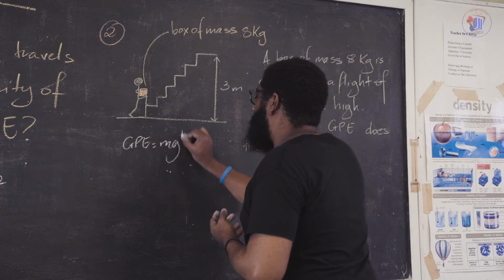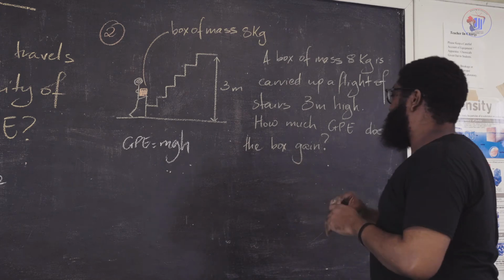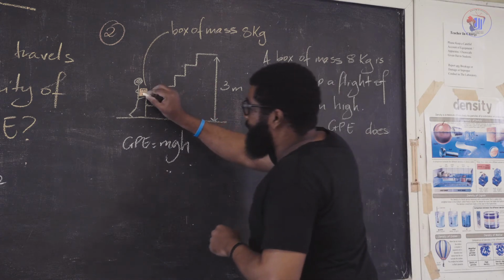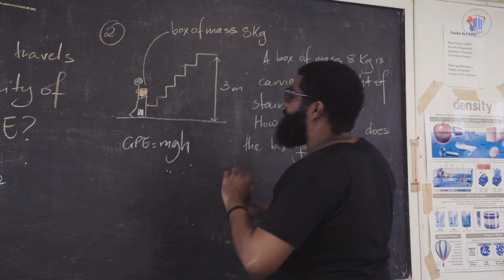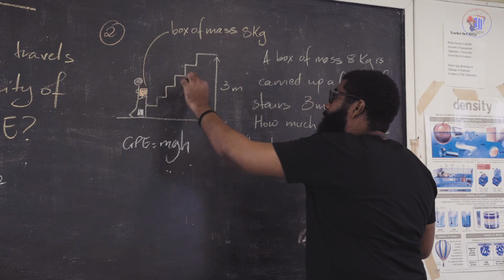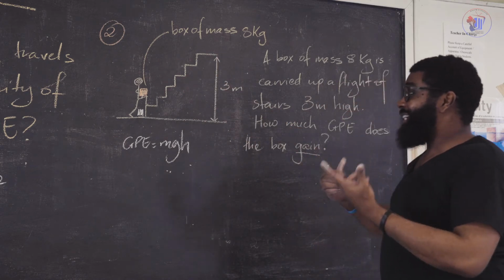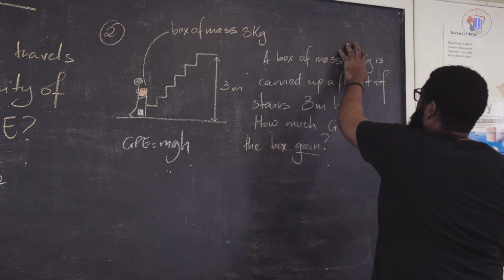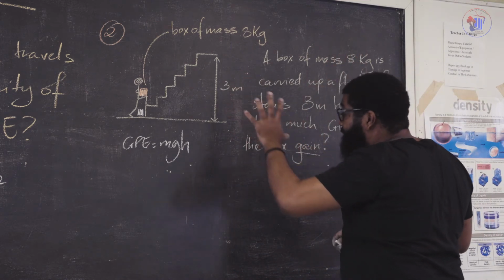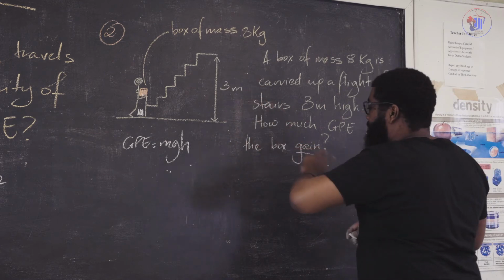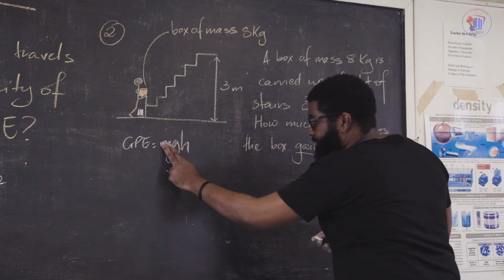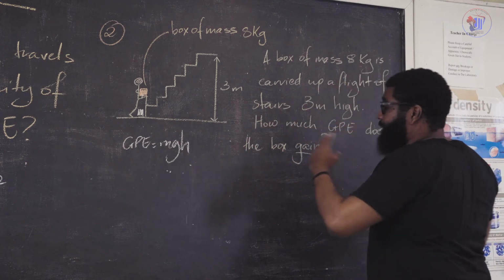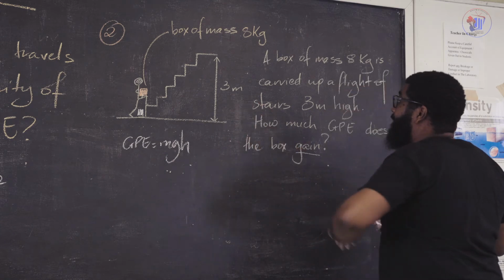So again, the formula for GPE is mgh. But you might be saying, sir, you use the word gain. So let me explain. If this box was here on the ground, it would have 0 GPE. The higher it goes, the more GPE it gains. The GPE it ends up with is a product of its mass by the height at which it stops, 3 meters in this case, by acceleration due to gravity.